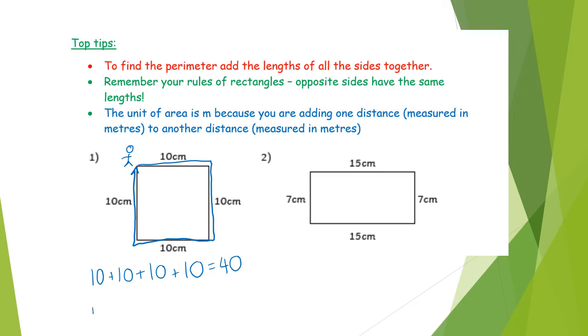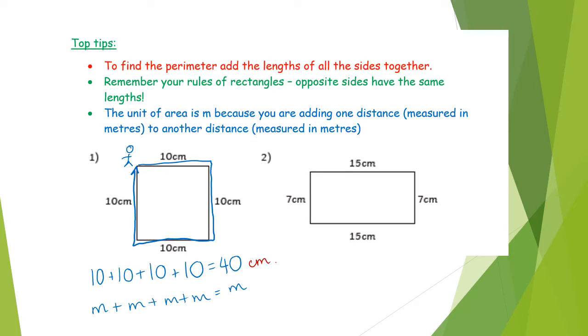Now because effectively what I'm doing is I'm saying there's an amount of meters plus an amount of meters and another amount of meters, another amount of meters, I've not got different units. I'm not doing any multiplying, so I know that my answer is also going to be meters. So I know that this answer is going to be 40 meters, or 40 centimeters depending on the unit in the question.